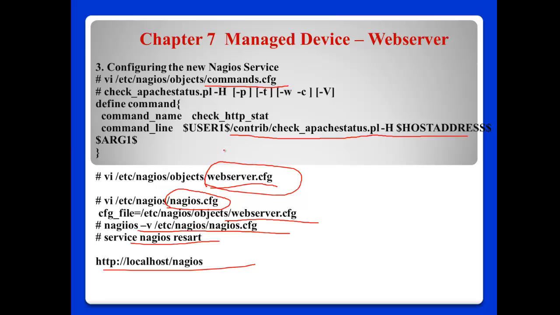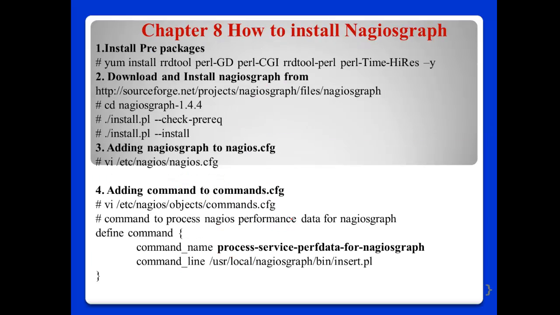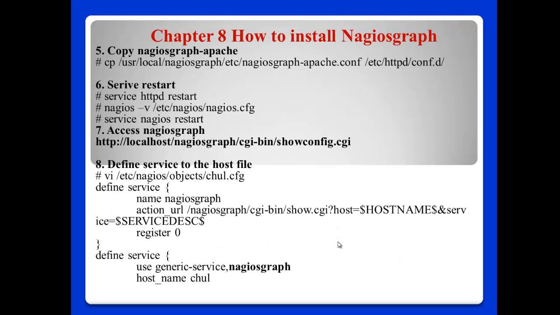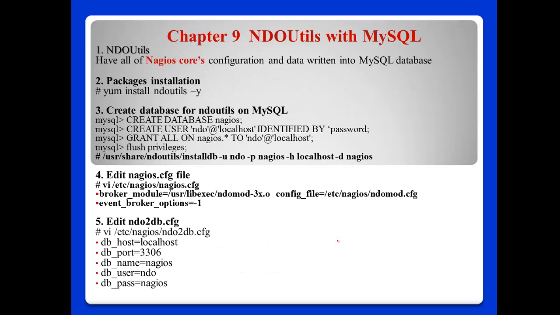So far, I explained how to configure the Cisco routers and web servers using Nagios. Okay, in the next video, I will explain how to install Nagios Graph, and after that, NDOUtils with MySQL. Okay, thank you for watching this and see you in the next video.